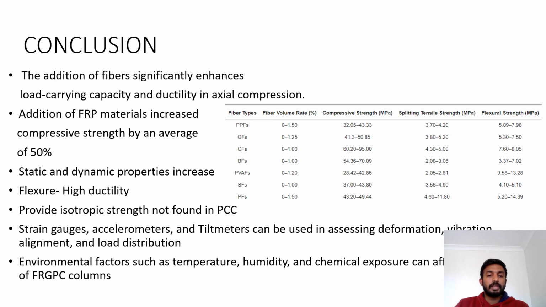The strain gauges, accelerometer, and tiltmeter can be used in assessing the deformation, vibration, alignment, and load distribution. Environmental factors such as temperature and humidity are also a factor. The table shows various fibers being experimented with, and the compressive strength, the splitting tensile strength, and the flexure strength are shown.